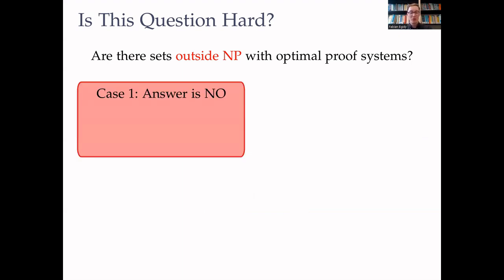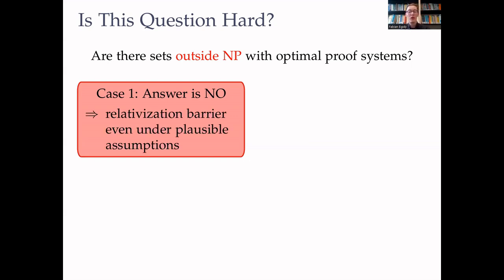So if the answer to the question is no, then we already know that proving this, so proving that the answer is no, will be difficult because we know of relativization barriers even when assuming several plausible assumptions. A relativization barrier is a proof barrier. I will explain it in a minute.